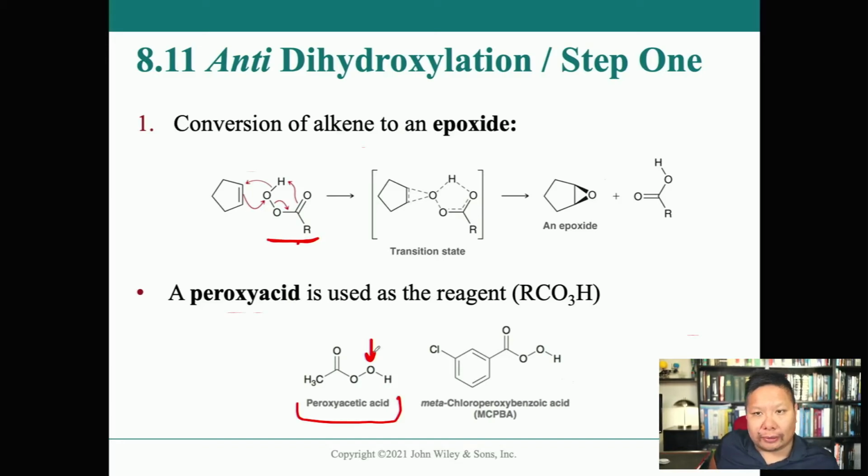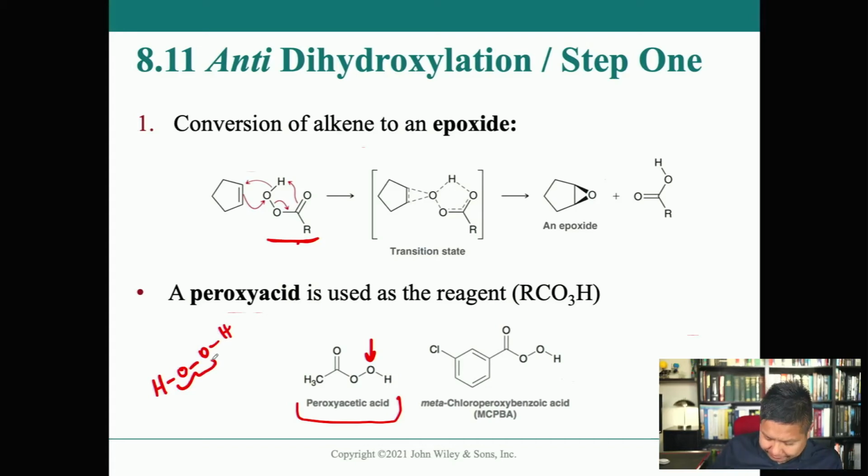So I don't know if you notice this, but whenever there's an extra O somewhere, it's called a peroxy, right? It means extra O. Per means extra, and then oxy. For example, hydrogen peroxide is this. It has two O's in there instead of one O like water does.